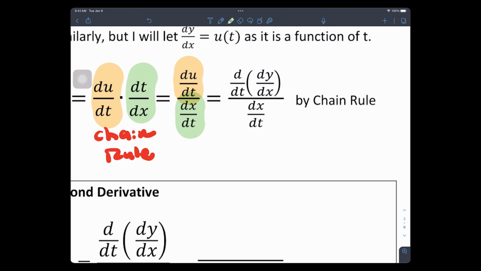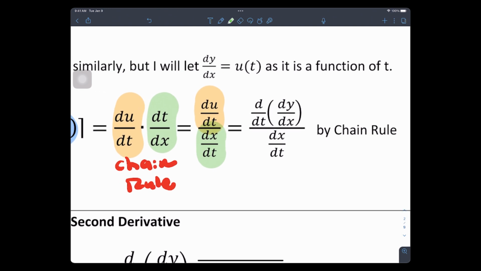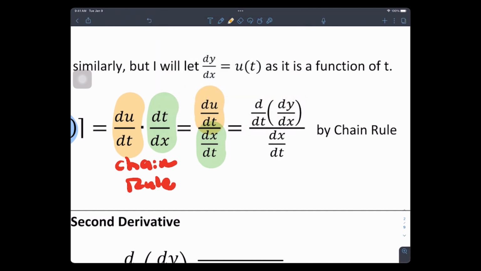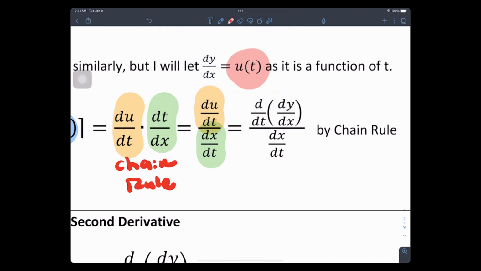Now, you might say, what in the world do you have here, right? Du dt, by definition, this is, well, what was u again? Here's what I'm saying u is. Let me get a red. This is u right in here. This is u. Okay, so du dt is d dt of u, where u is that dy dx. The denominator is just still dx dt.